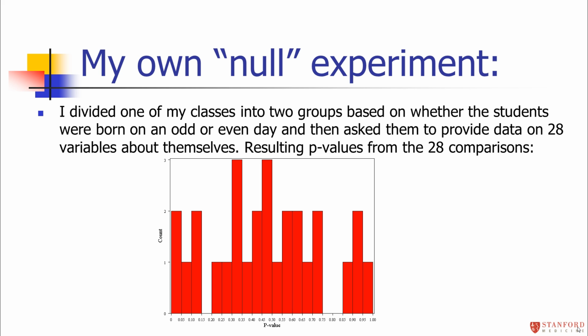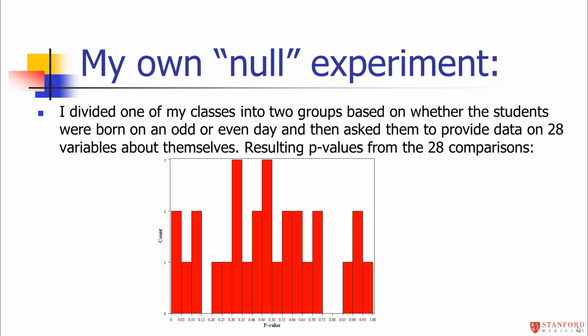Because presumably being born on an odd day or an even day really doesn't have anything to do with anything in your future. So I know that the null hypothesis is true. I know that there shouldn't be any real difference between those two groups. And then I asked the students to provide data on lots of other variables about themselves. In one class, I asked them to provide data about 28 variables.